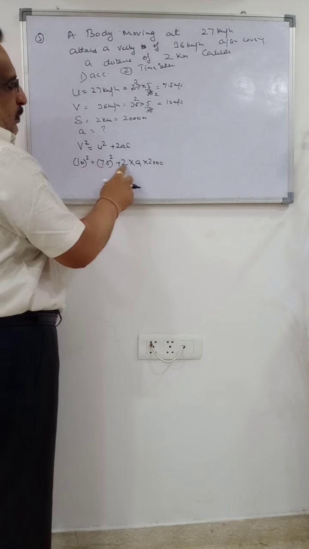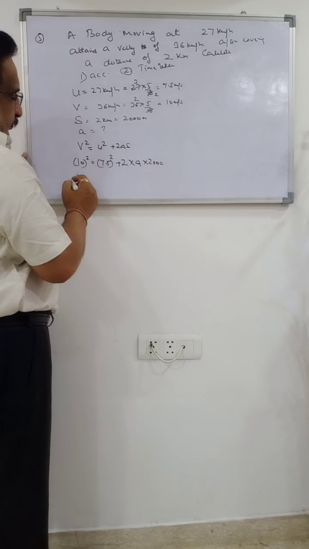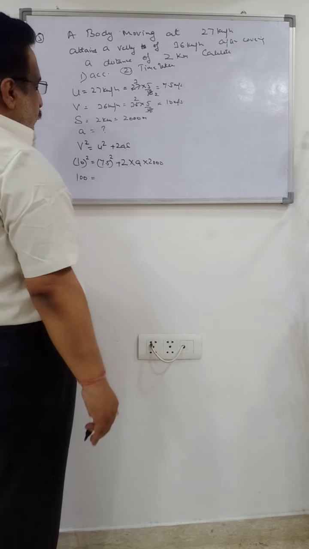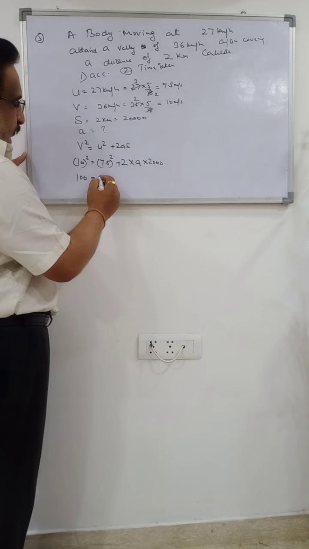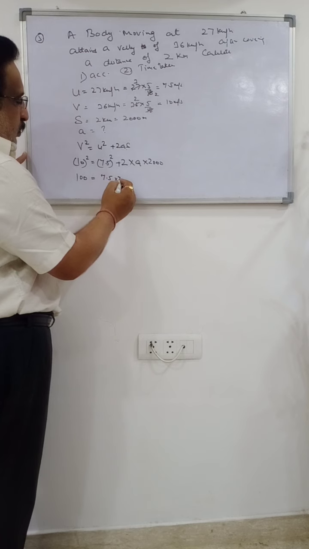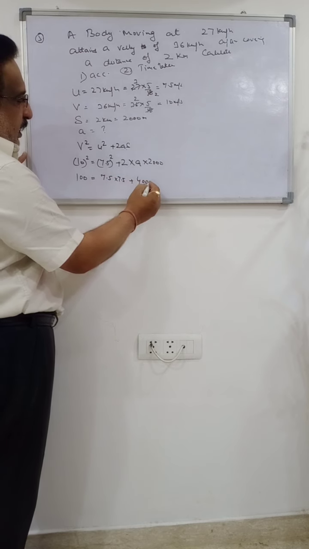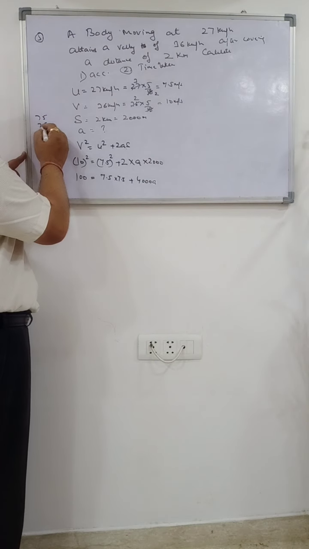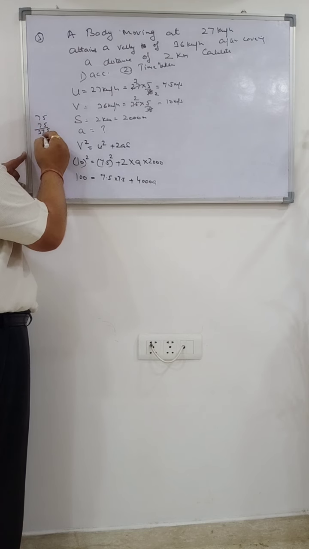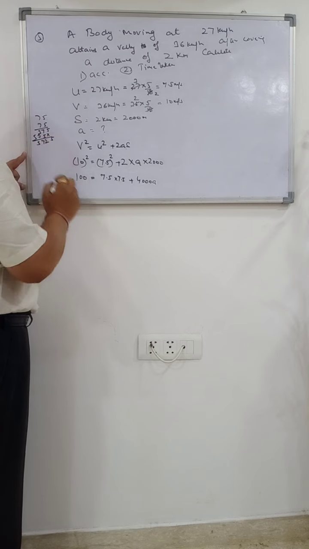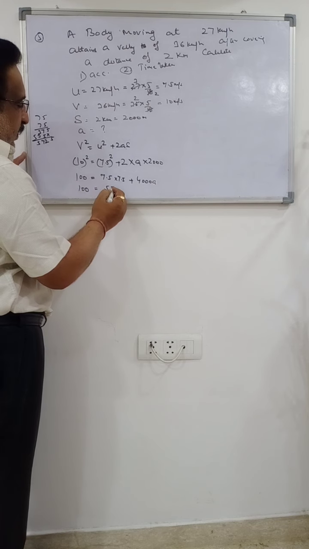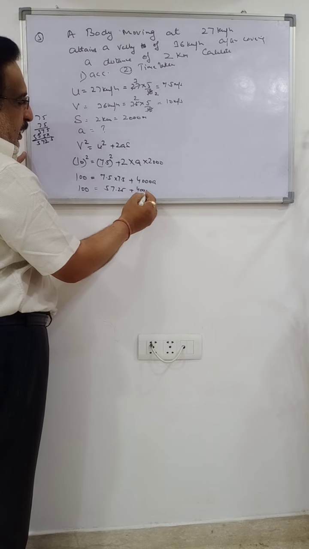V square is equal to U square plus 2AS. So 100 is equal to 7.5 into 7.5 plus 4000 A. What is 7.5 times 7.5? 5 5s are 25, 7 5s are 35 and 2 is 37, 7 5s are 35, 7 7s are 49 and 3 is 52. That gives 56.25. So 100 is equal to 56.25 plus 4000 A.